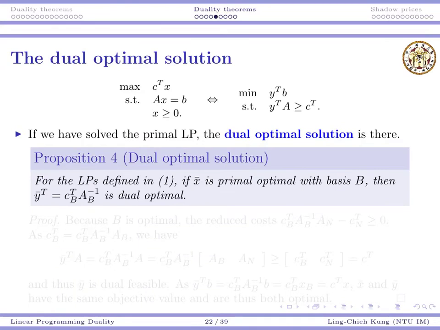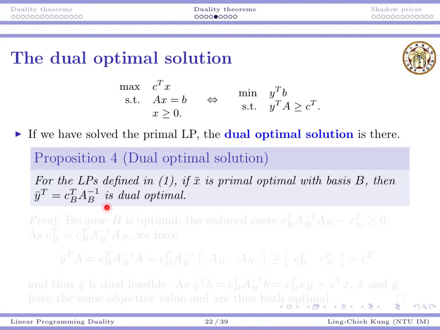With that, now let's talk about another thing. If we have solved the primal linear program, we now show that we may obtain the dual optimal solution immediately. Suppose I have this pair of LPs. If X bar is primal optimal, we know there should be a basis associated with it, right? And then we can find Y bar immediately. Y bar, according to CB transpose AB inverse, would be dual optimal.